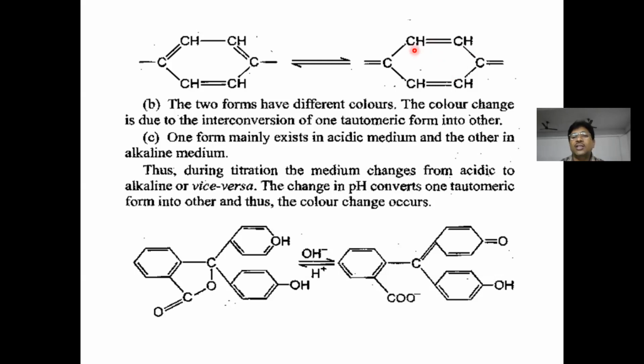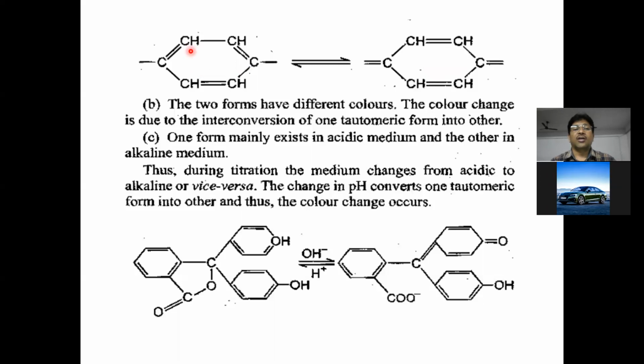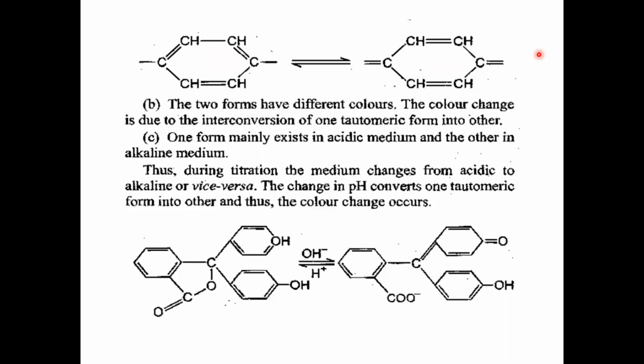So generally, a C double bond O is called ketone, ONE. So ONE means quinone. So it is the quinonoid form. Here parallel double bonds, you see, double bonds present parallelly. Okay, it is the quinonoid form. This one is the benzenoid form. So quinonoid and benzenoid forms are in equilibrium with each other. Okay?